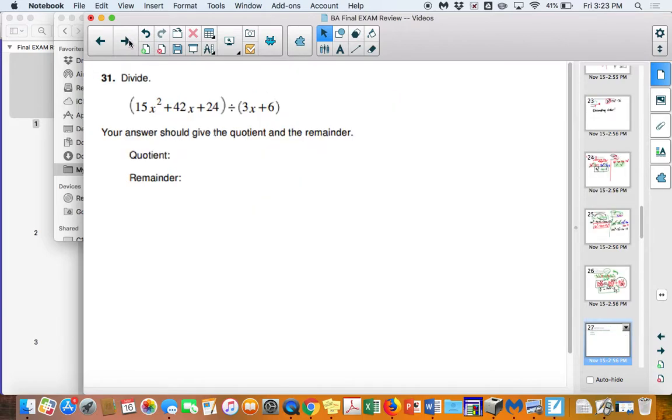Okay, go to the next one. It does say divide. The first thing you want to do is look and see what you are dividing by. Oh my, they gave us a binomial.